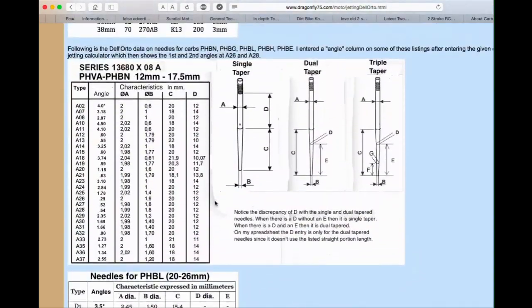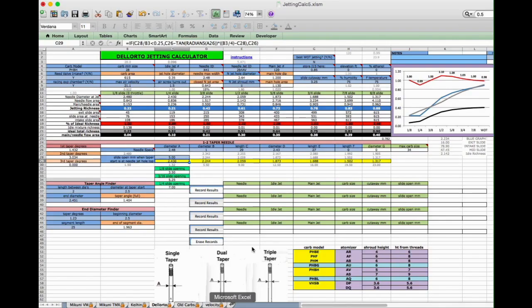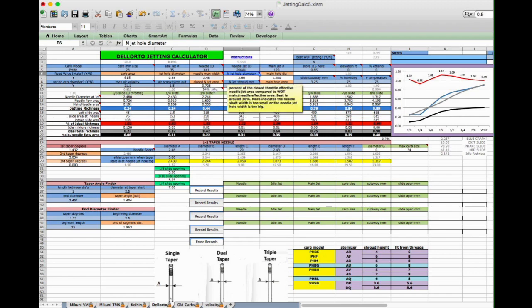So PHBG, okay, so the atomizers range from 2.62 millimeters to 2.66. Let's see what we've got in there now, 2.64. Okay, I'm just going to change that to 2.66. Which brought it up to 24%.